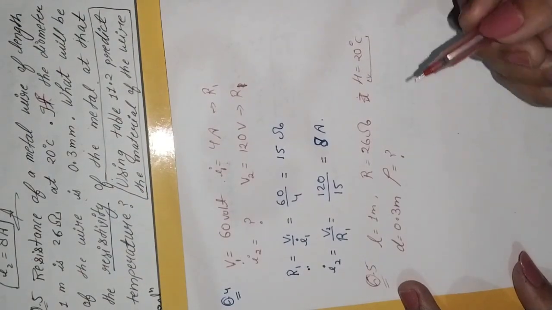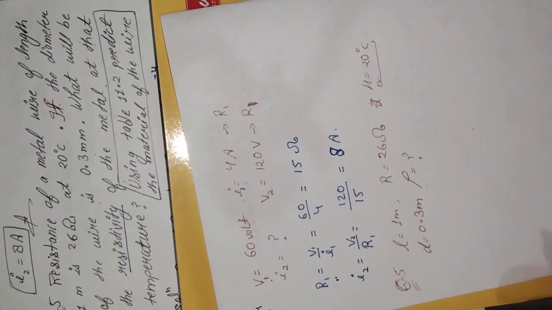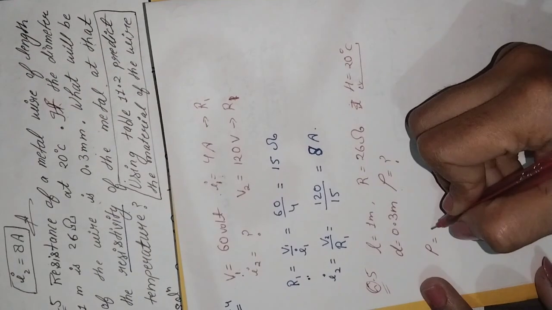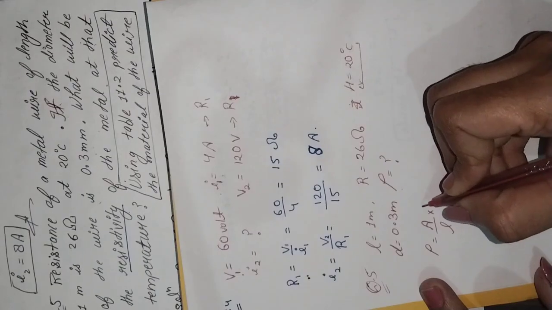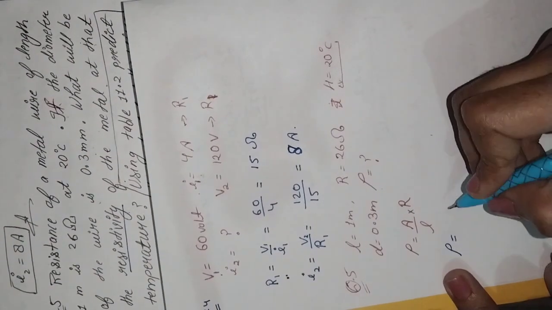रो कितना होगा, तो हमें रो का फॉर्मूला पता है क्या होता है. रो का फॉर्मूला क्या होता है, A by L into R. रो इज इक्वल्स टू A by L into R. So rho will be A.